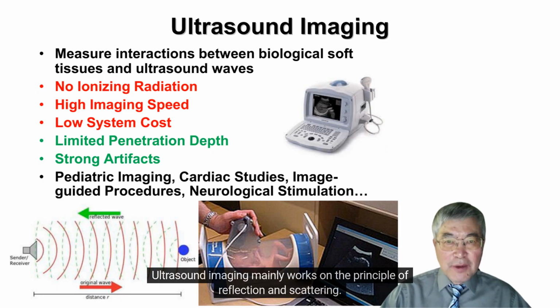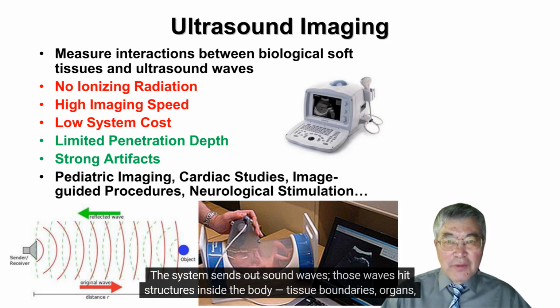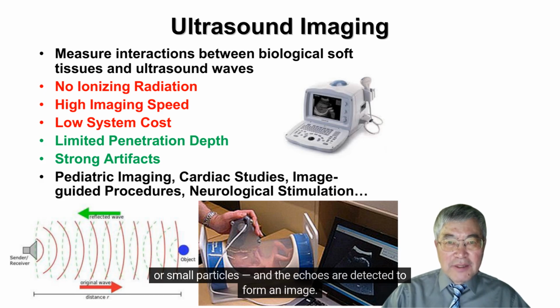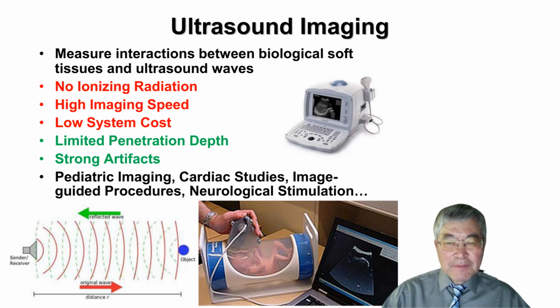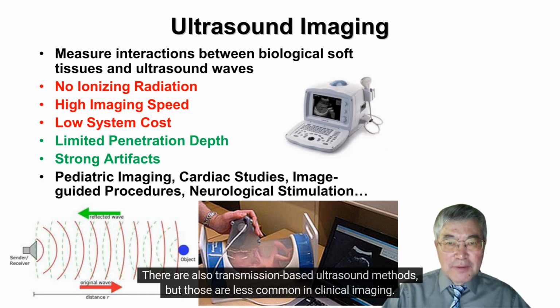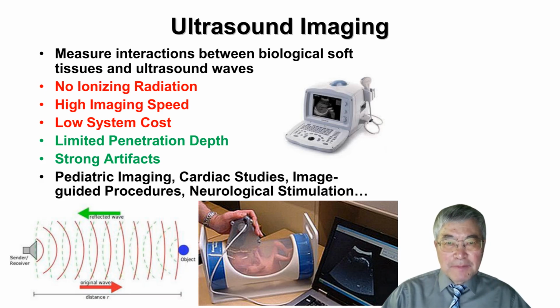Ultrasound imaging mainly works on the principle of reflection and scattering. The system sends out sound waves. Those waves hit structures inside the body, tissue boundaries, organs, or small particles, and the echoes are detected to form an image. There are also transmission-based ultrasound methods, but those are less common in clinical imaging.